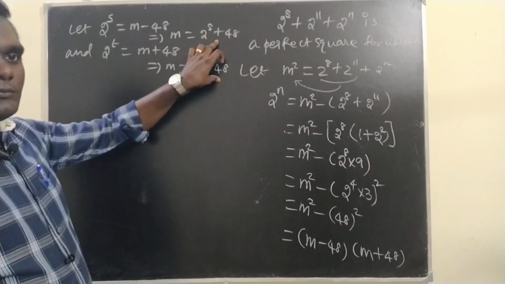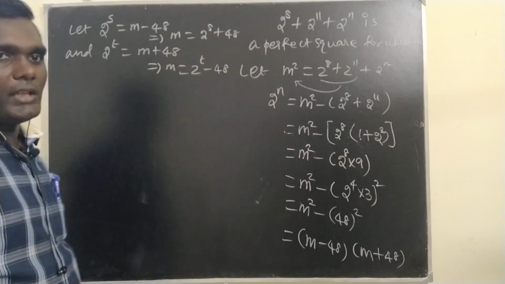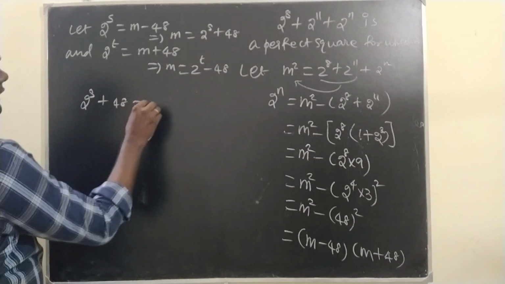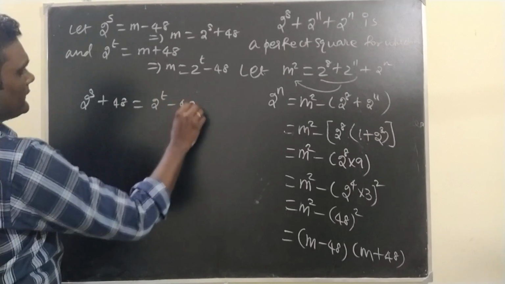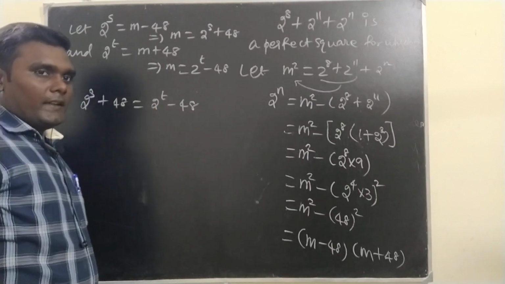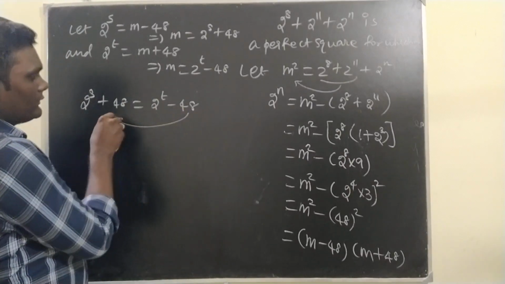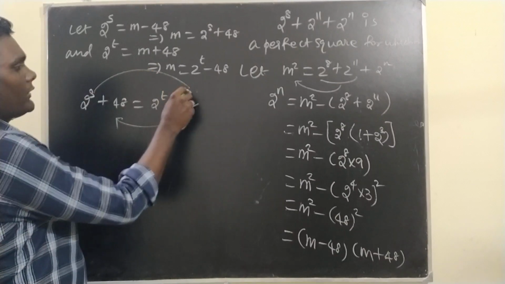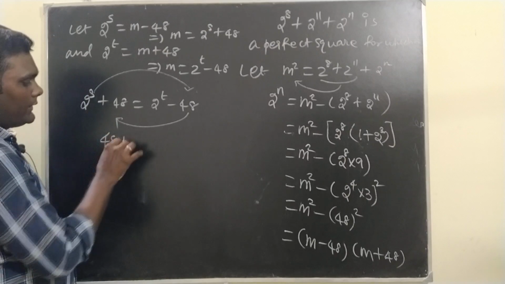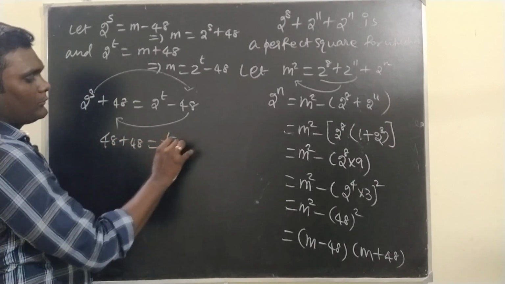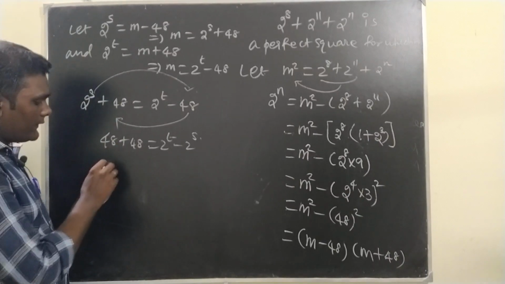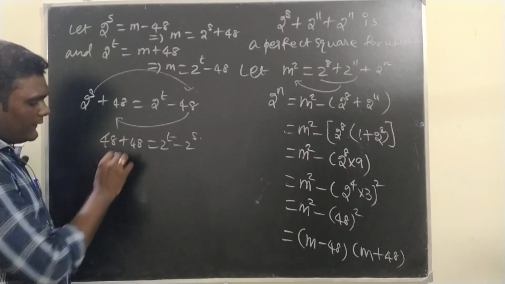What do you observe from these two? These two are equal because they are both equated to m. So we have 2 power s plus 48 equals 2 power t minus 48. Now we will take all the 2 powers to one side and see what happens. This 48 I am going to take over here, and this 2 power s I am going to transpose over there. Then it is 48 plus 48 equals 2 power t minus 2 power s. Now 48 plus 48 is 96, is it?